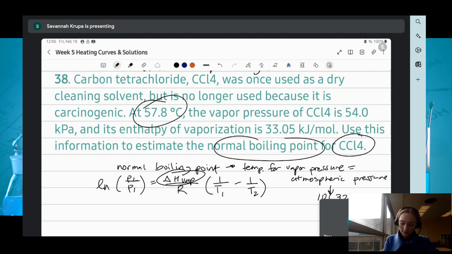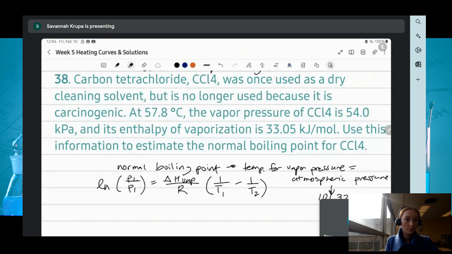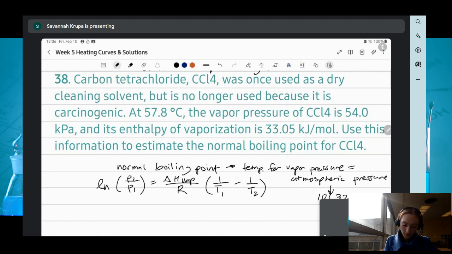So it's a good indicator because it matches all of the things that we're going to be using in this equation. To start off, we need to figure out what is P2, what is P1, what is T1, what is T2. Looking at the problem, it said that at 57.8 degrees Celsius, the vapor pressure is at 54. So that is going to be the T1 and P1 value. But always remember that when you're working with temperature, it's in Kelvin. So we can do a quick conversion for that later.